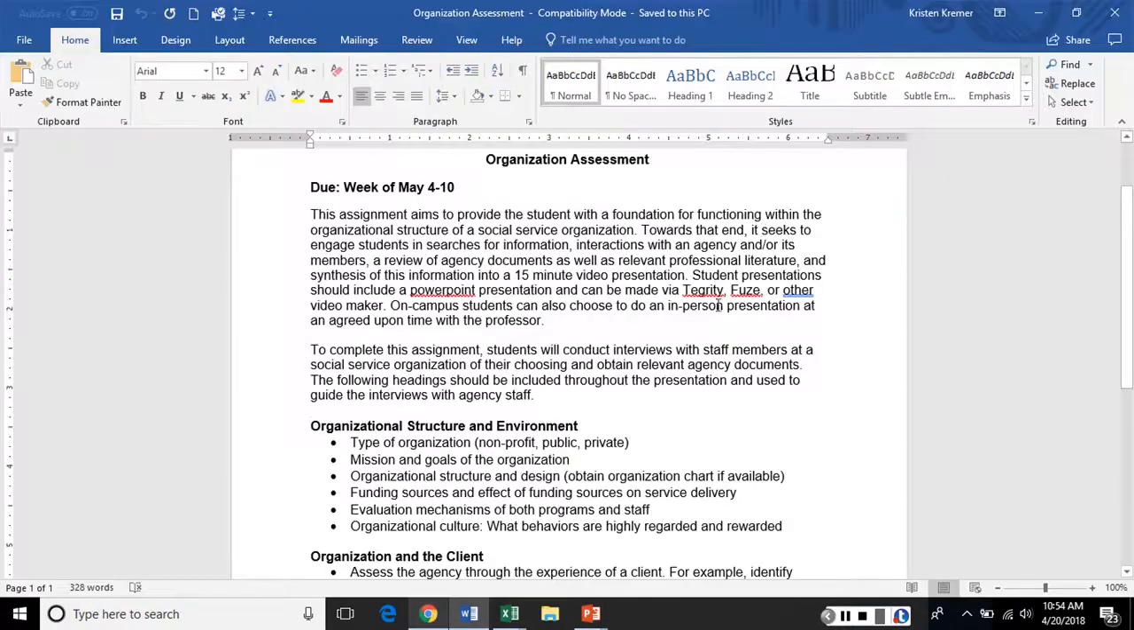For people who might not be comfortable with using Tegrity, or Fuse is another option if you've used that for class. Another option is we can set something up. If you are on campus, we can set up an in-person presentation. I'm happy to do that sometime that week of May 4th to the 10th.